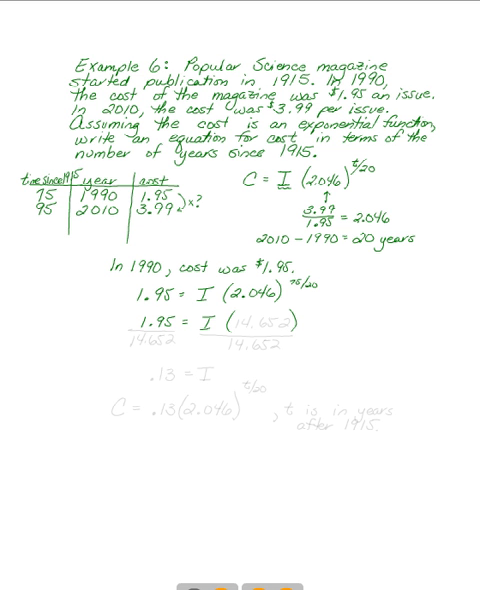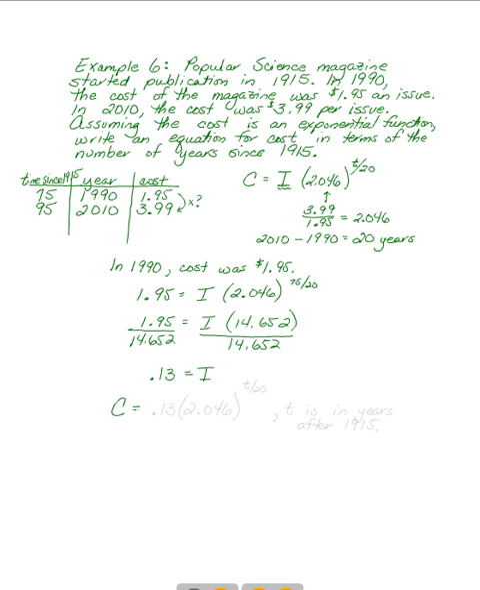That's approximately 14.652. To solve for I, we're going to divide both sides by that. That'll give us a final I value of approximately 0.13 if I'm talking about money. So that's 13 cents. So that says that we would have expected the price in 1915 to be approximately 13 cents. That gives us a final way to write our equation.